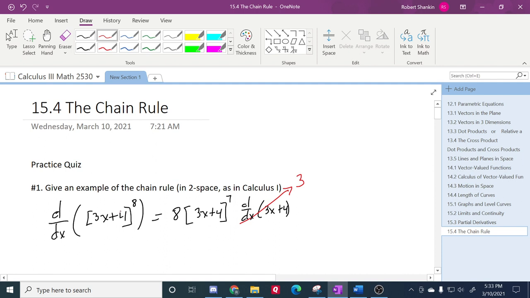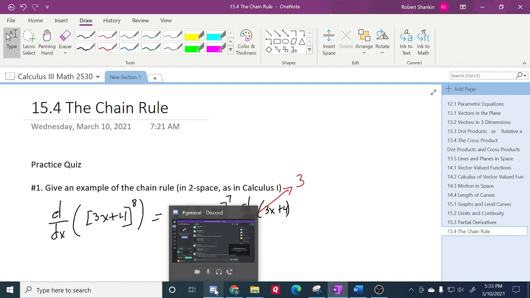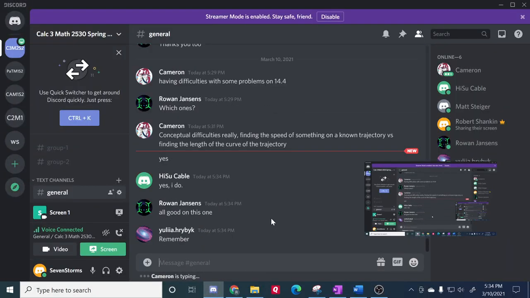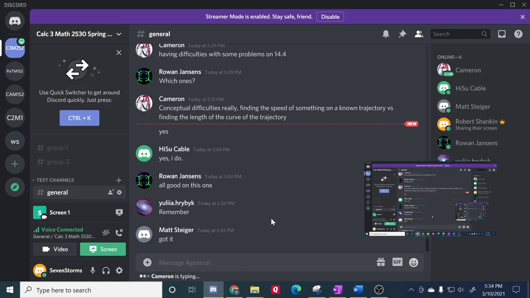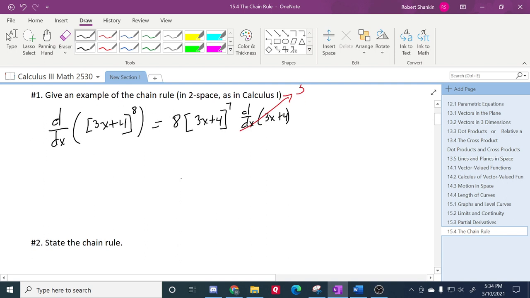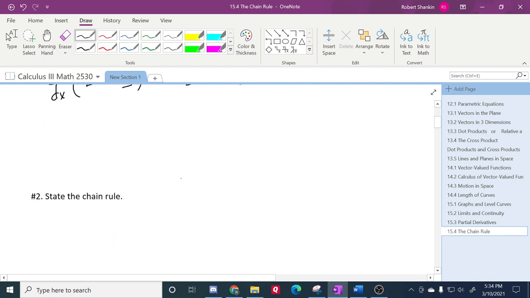And give me a little feedback. Were you able to remember what the chain rule was and come up with some kind of example of that? And then, now a harder one. State what the chain rule is in its abstract form. As a rule, how do you write it?